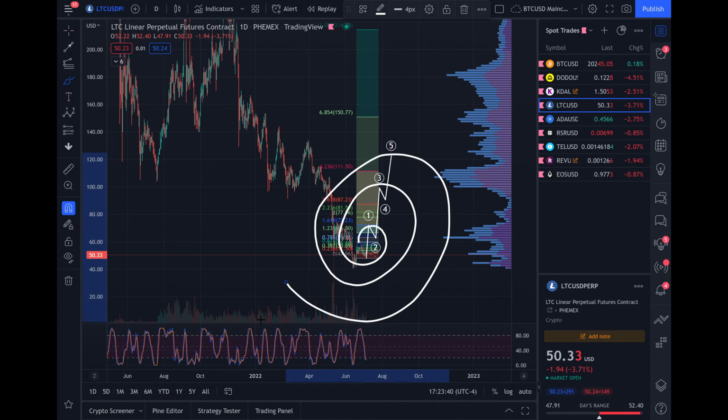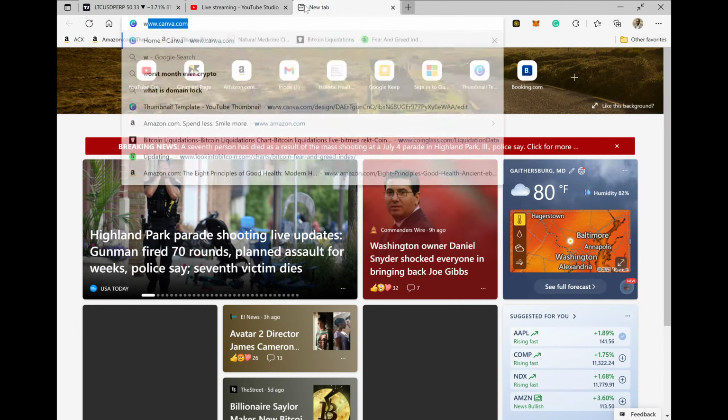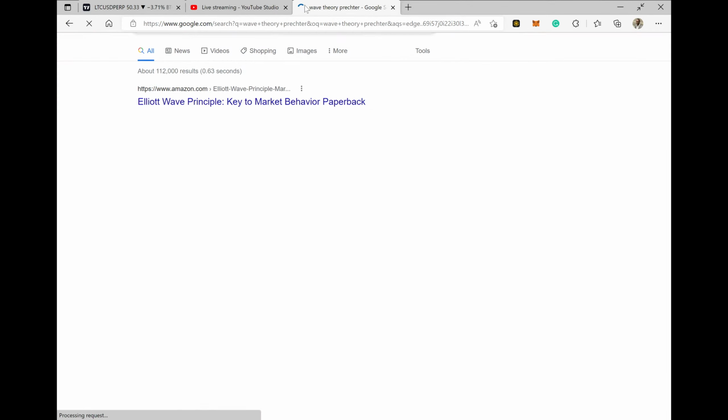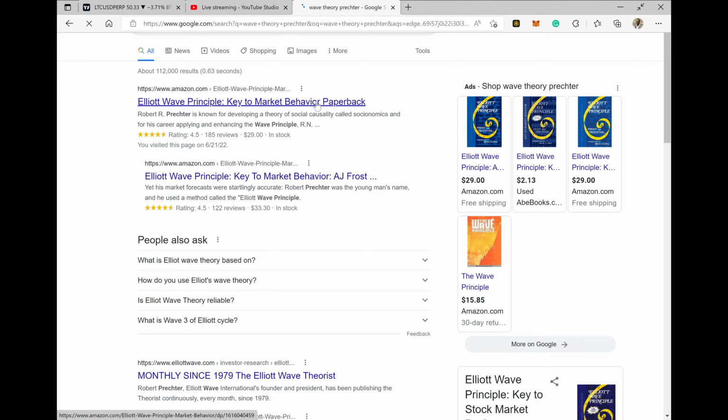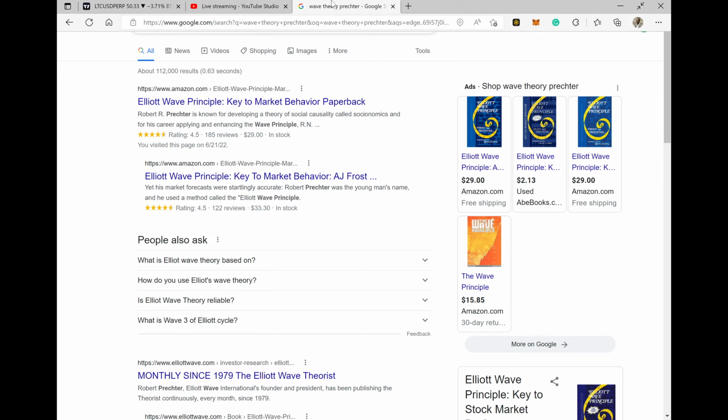Obviously, my drawings aren't good, but if you're interested in this stuff, read Bob Prechter's and A.J. Frost's wave theory. Prechter, and it has a long, goofy name: Elliott Wave Principle, Key to Market Behavior. Okay, that's what it's called, but it's called the wave theory for short.